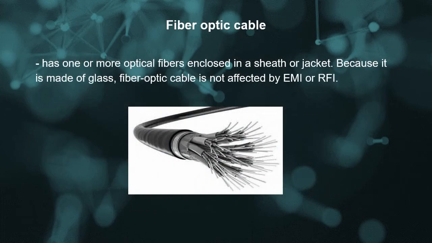The third one is the fiber optic cable. It has one or more optical fibers enclosed in a sheath or jacket. Because it is made of glass, fiber optic cable is not affected by EMI or RFI. So the picture shown is a fiber optic cable.